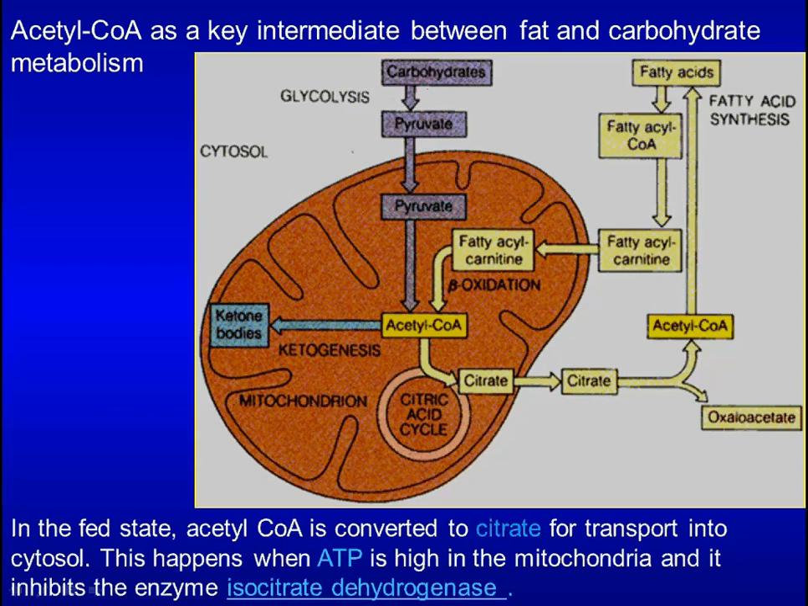In the fed state, ATP is high in the mitochondria, and it inhibits isocitrate dehydrogenase. Acetyl-CoA condenses with OAA to form citrate. Citrate is transported to the cytoplasm, where citrate is converted back to OAA and acetyl-CoA. Acetyl-CoA is then used to synthesize fatty acids. Therefore, acetyl-CoA is a key intermediate between fat and carbohydrate metabolism.